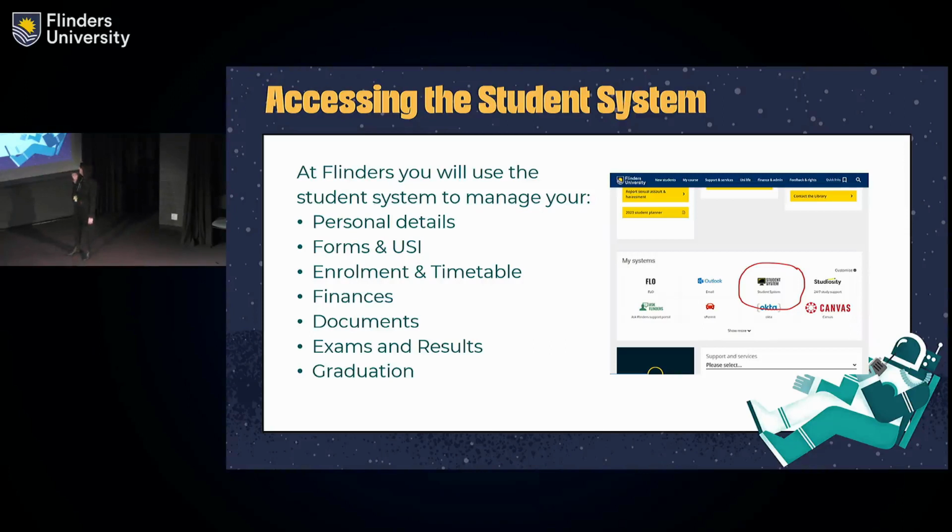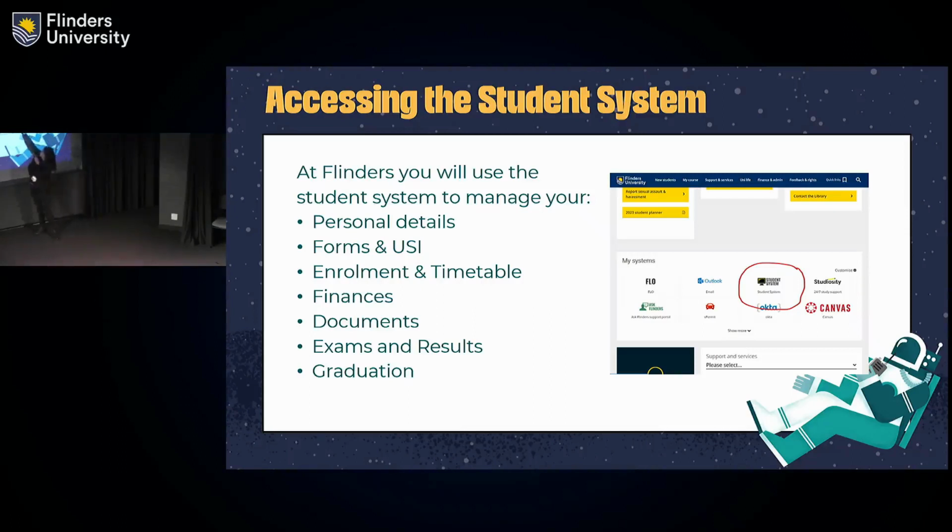Accessing the student system. So the student system is the system that you're going to use for all of these things that we've listed here. So it's your personal details, your forms and your USI, that's letting us know what your USI is. Enrolment and timetable will be in the student system, finances, documents, exams and results and graduation. So you can see that that is the system that you use to do all of the things that you're going to be doing as you travel through here at Flinders University.